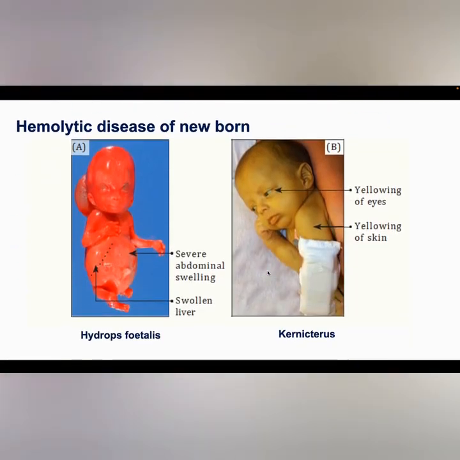Hemolytic disease of the newborn: severe abnormal swelling, swollen liver, hydrops fetalis, yellowing of the eyes, yellowing of the skin, and what is called kernicterus. It includes two conditions here, hydrops fetalis and kernicterus. Jaundice in infants is called kernicterus, and in hydrops fetalis there is accumulation of fluids, in the head also, with a swollen abdomen and swollen liver as the symptoms.